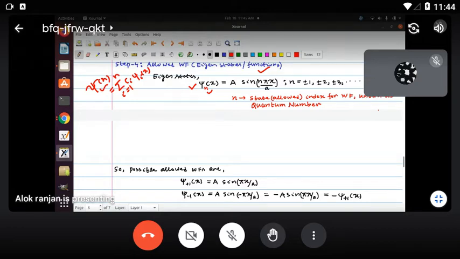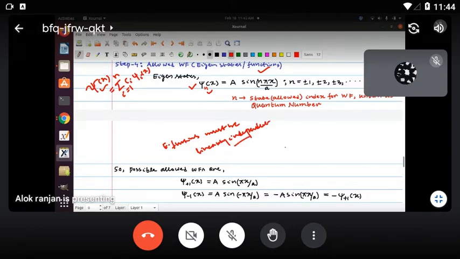One more important property about eigenfunctions is that they must be linearly independent. So what does it mean, linearly independent?